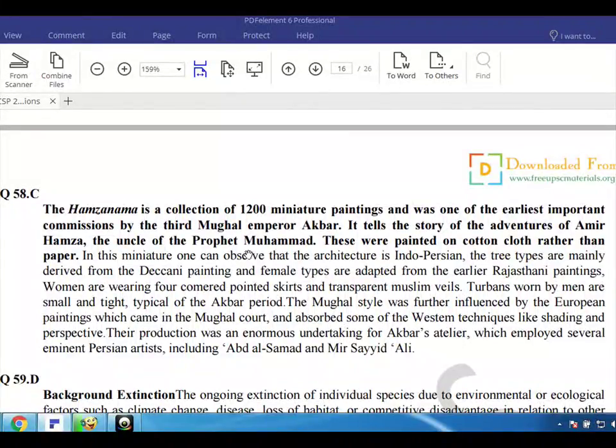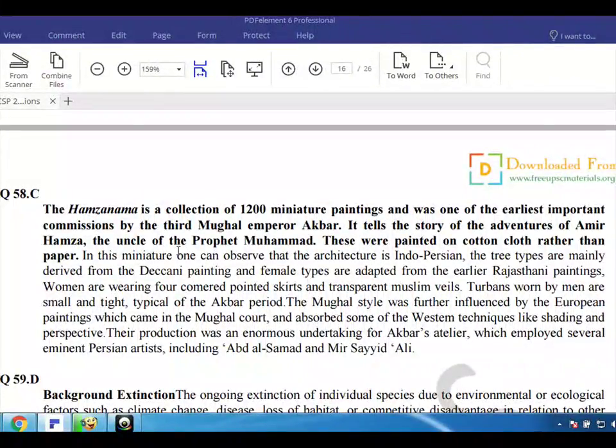The Hamza is a collection of 1,200 miniature paintings and was one of the earliest important commissions by the third Mughal Emperor Akbar. It tells the story of the adventures of Emir Hamza, the uncle of the Prophet Muhammad. These were painted on cotton cloth rather than paper.